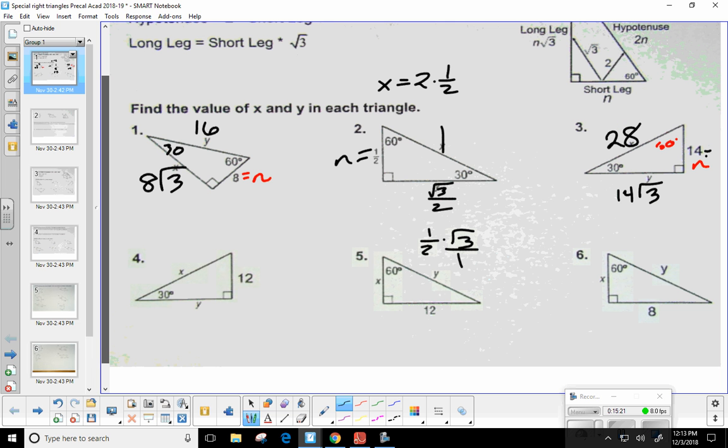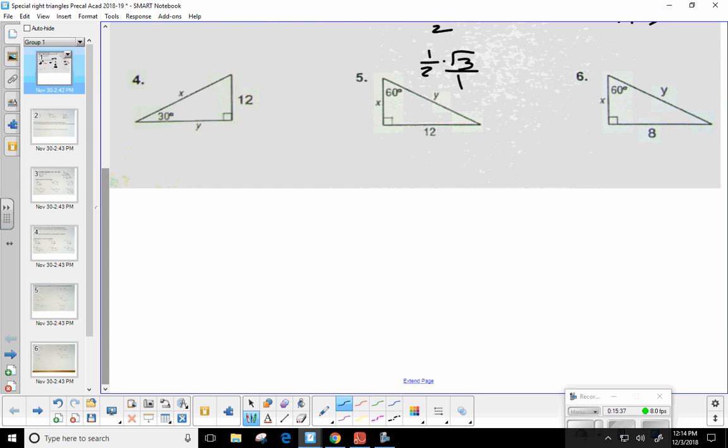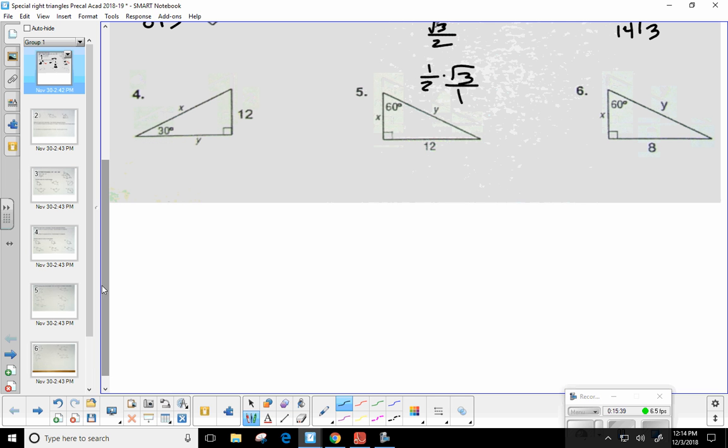Okay. All right. Hopefully this is coming back to you. This is what's going to make the next section really easy for us. Being able to identify these special right triangles. Okay. All right, let's try this one. Number 4. So let's see, if that's 30, that one has to be 60.